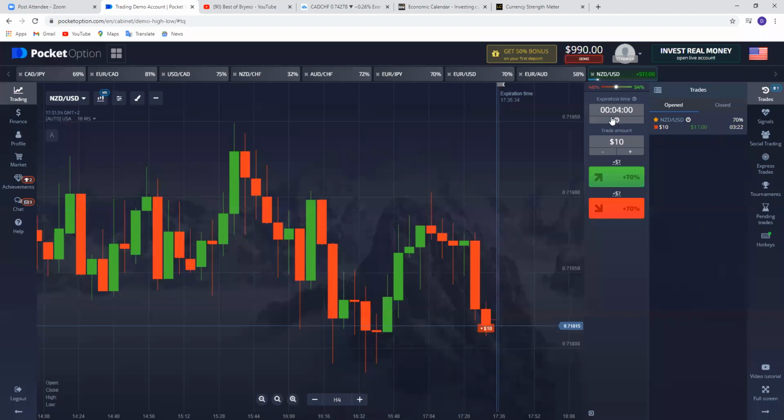Fixed time is when you do this. Your fixed time is when you do this. This is the exact time you want. If you want it to be 5 minutes, once you put it on 5 minutes and click on buy, it's going to start counting on 5 minutes.